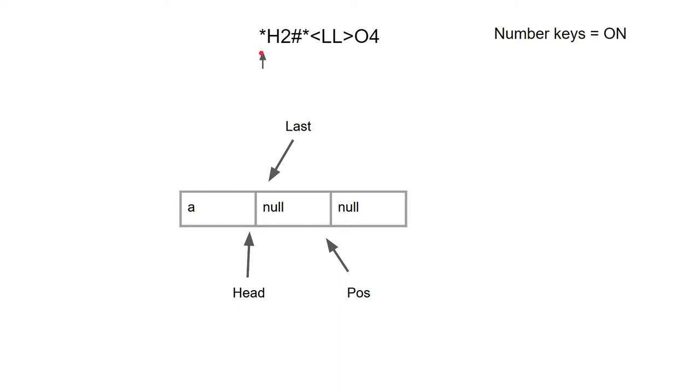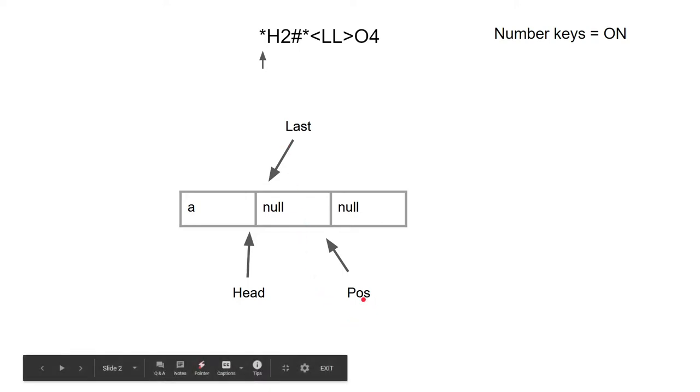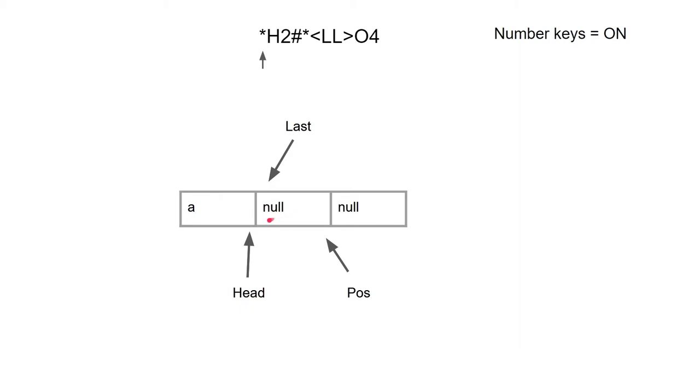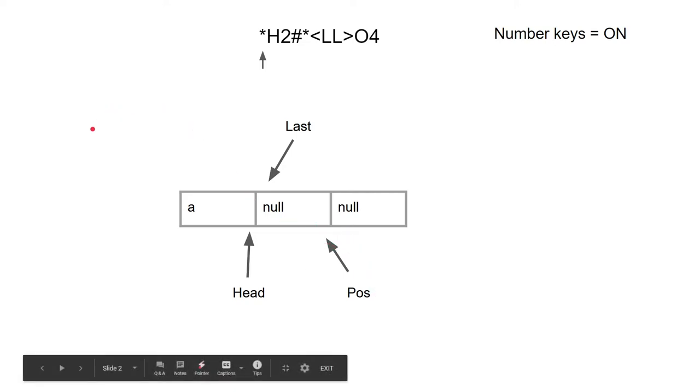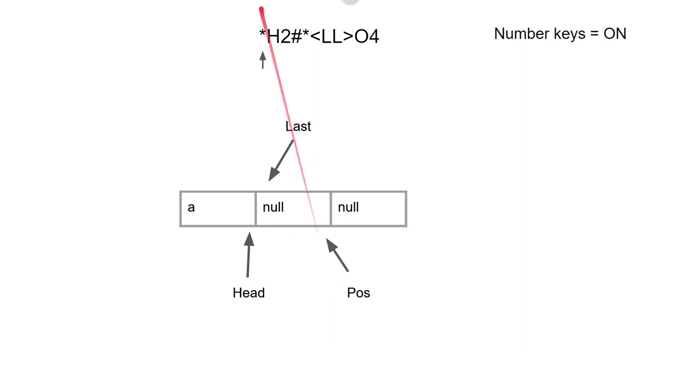So we encountered a star. When a star is encountered, it means backspace, so the character present before this is deleted. What we need to look at every time is the position. Here we'll check if there is a node present before this. If it is not equal to null, then we move the POS pointer to the previous node, and here it is null, so it will remain here and we'll move forward and traverse ahead.